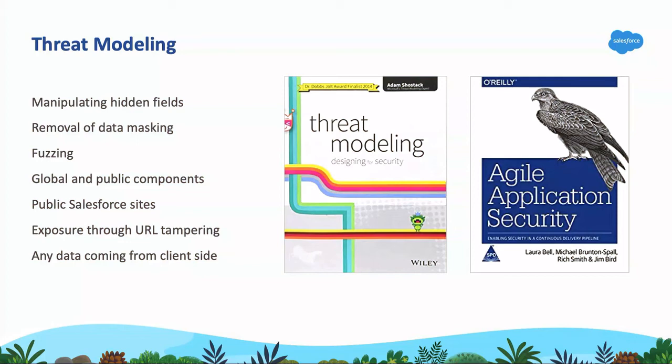The other one is Agile Application Security. I keep this on my desk all the time. It's just a good reference for how we build security into every piece of our SDLC. So these are two great books. I would highly suggest reading them.